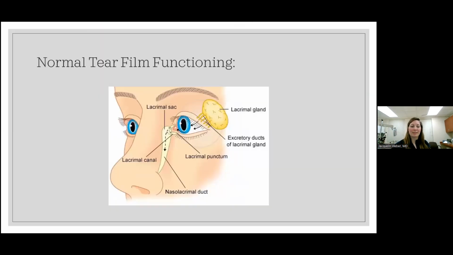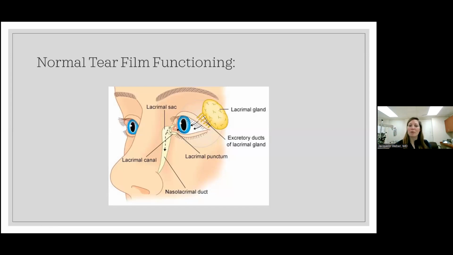So what is the normal process? What should be happening in order for the eyes to be comfortable and have clear vision? So first, the tears are created from what's called the lacrimal gland. And that's denoted here by this big yellow gland. It's right under the brow and it's over by the outer edge. That gland is constantly secreting the water or the fluid component of your tears.